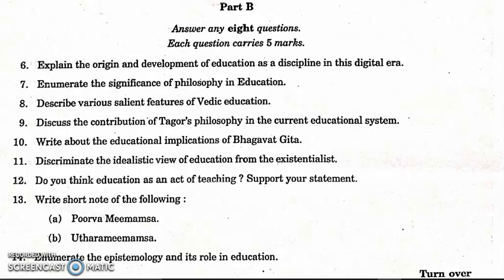When we look into the questions: explain the origin and development of education as a discipline in this digital era. Actually, you need to write about the origin and development of education, not much description regarding the digital era. You need to concentrate on the origin and development. Then enumerate the significance of philosophy of education, how philosophy influences education; that you need to mention as the answer. Then, salient features of Vedic education.